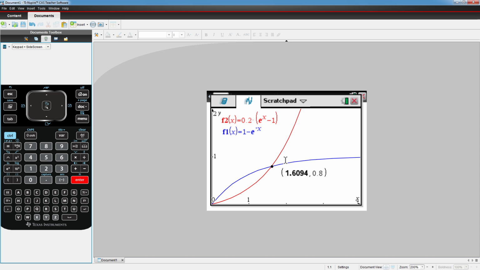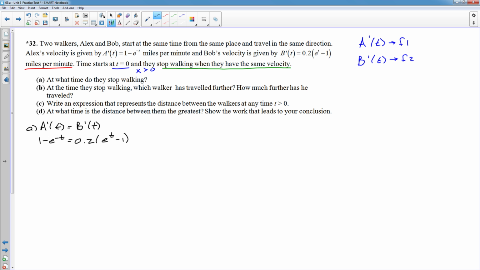So we get 1.609, and remember, all answers must be accurate to the third decimal. So they stop walking at t equals 1.609. There's my answer to part A. And then just make a little note to myself, I have stored that in my calculator for A in case I need to retrieve it later.